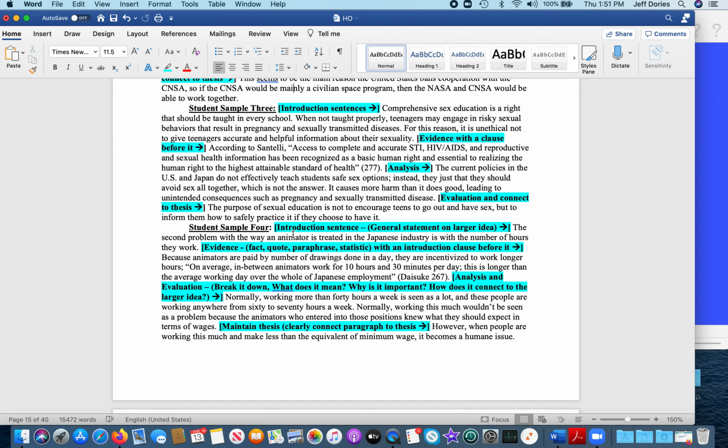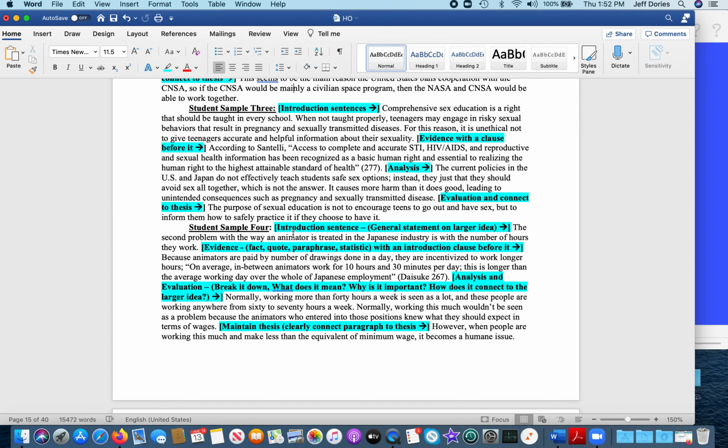Again, you can clearly see what their thesis is from that, right? Basically, they're arguing in favor of sexual education. I think that's clear. And so that works. And you could argue a little bit of the analysis there was partially evaluation as well. Sometimes they blur together like that. So overall, this paragraph does a good job. It violates my introduction rule, but it does it in an effective manner.